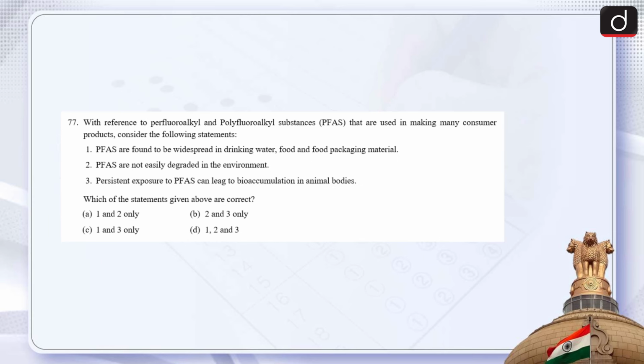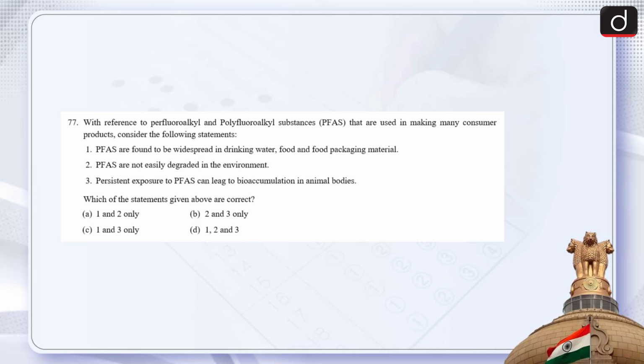Now, we come to the next one. With reference to perfluoroalkyl or polyfluoroalkyl substances, in short PFAS, that are used in making many consumer products, consider the following statements. 1. PFAS are found to be widespread in drinking water and food packaging material. 2. PFAS are not easily degraded in the environment. 3. Persistent exposure to PFAS can lead to bioaccumulation in animal bodies. Which of the statements given above are correct? 1 only, 1 and 2 only, 2 and 3 only, 1 and 3 only, 1, 2 and 3.